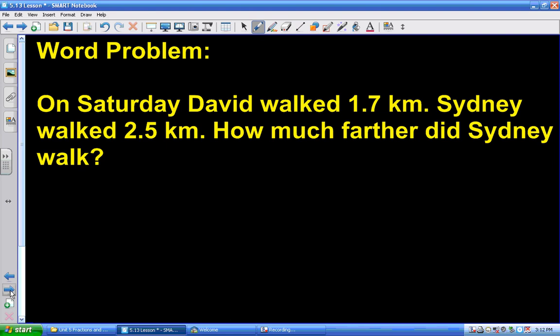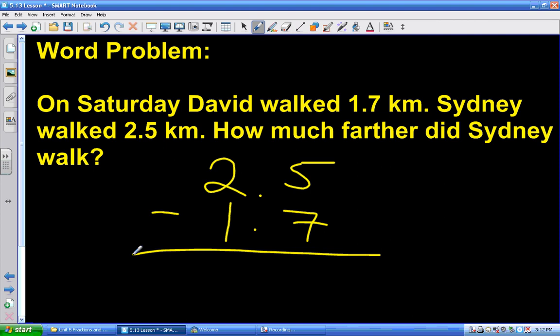On Saturday, why is it always David? Because I just changed the problems from last time. On Saturday, David walked 1.7 kilometers. Sydney walked 2.5 kilometers. How much farther did Sydney walk? Now, you notice I didn't set this up for you, did I? So, what number goes on top? What number goes on bottom, Meg? 2.5 minus 1.7. Okay. What do I do here, Meg?